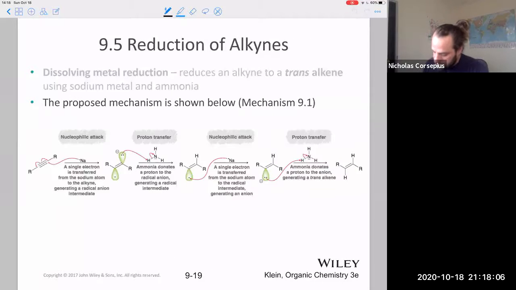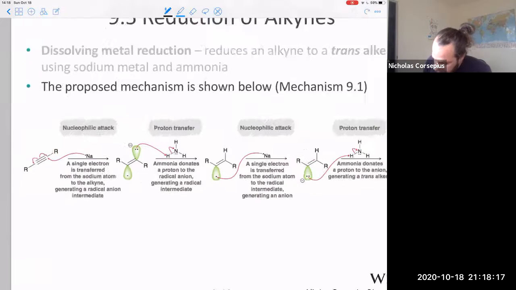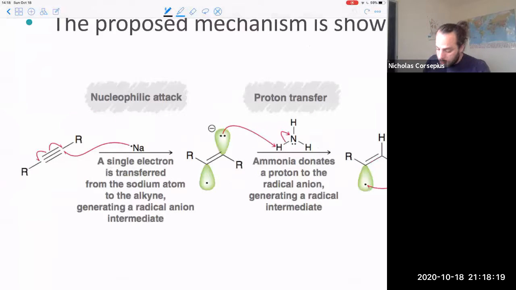So the mechanism here is not actually one that I expect you guys to have memorized, but it is nice to just see. What we have is the sodium is going to be donating an electron. And one of the things I want to note here are these arrows. They're not double arrows, they're single-headed arrows, which means they're showing the migration of just one electron, not two.